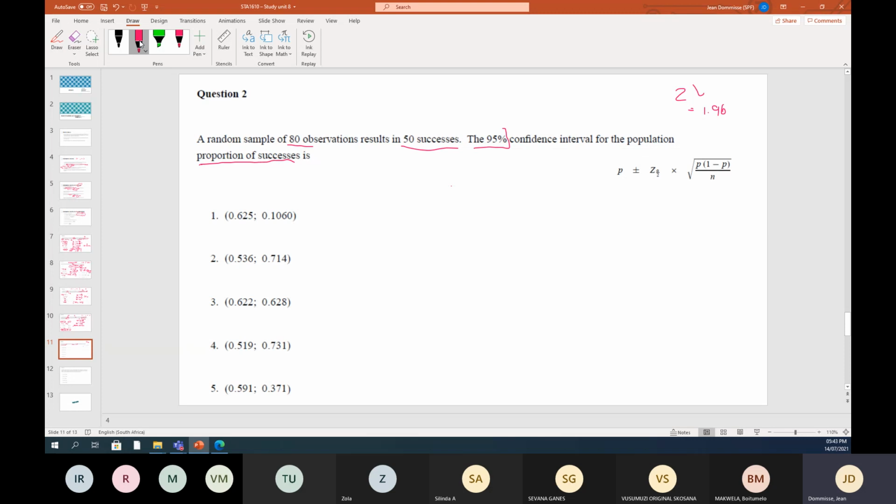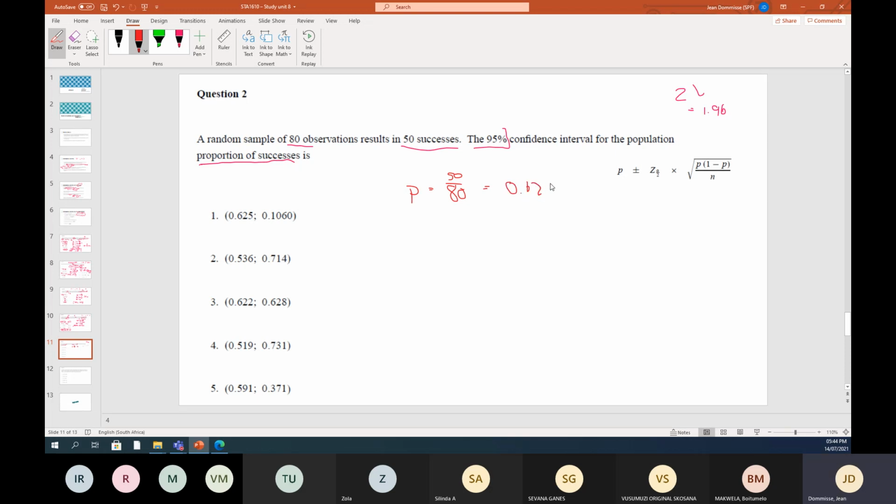So we first at least need to work out what is P. So P is your successes as a proportion. So it is 50 divided by 80. So 50 divided by 80 is 0.625.